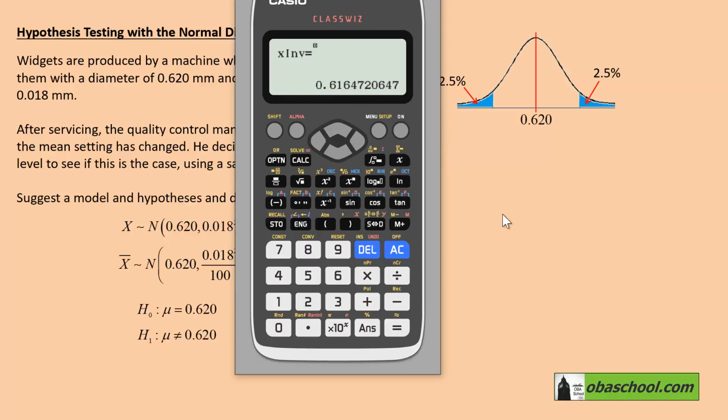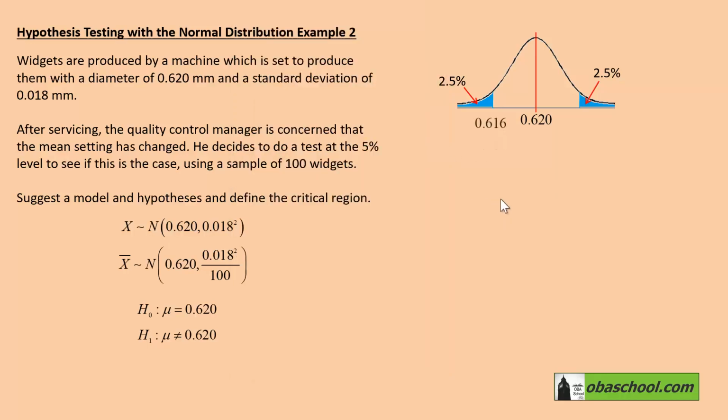Let's just leave it as 0.616. And that means that this will be 0.624, just symmetric. So I've gone down 0.004, go up 0.004.